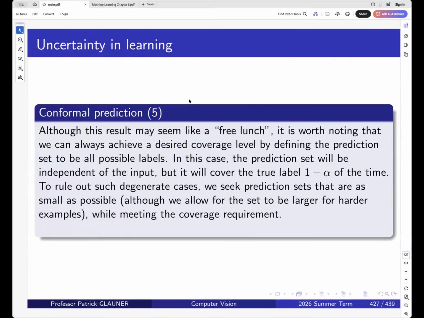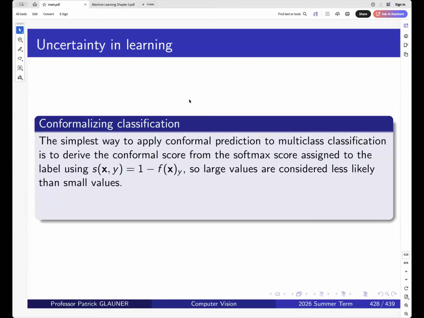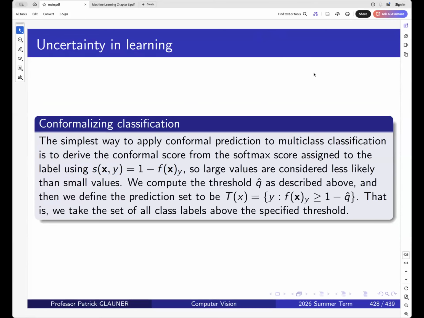And a little bit more text. We can apply conformal prediction very easily to classification. For example, the conformal score could be just calculated as 1 minus the prediction. So large values are considered less likely than small ones. That's exactly what we wanted for the conformal score. So for classification, very easily, we have the softmax score and 1 minus the softmax. That would be then the conformal score.